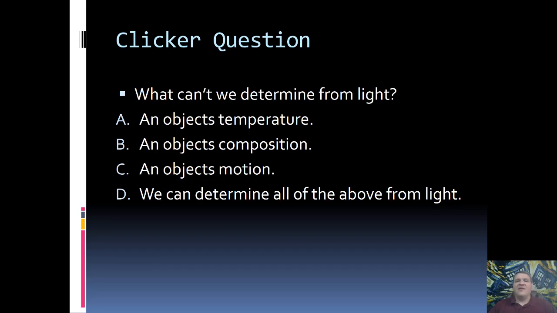All right, here is our fifth question. What can't we determine from light? A, an object's temperature, B, an object's composition, C, an object's motion, or D, we can determine all of the above from light. Go ahead and think about it, and we'll discuss in just a bit.